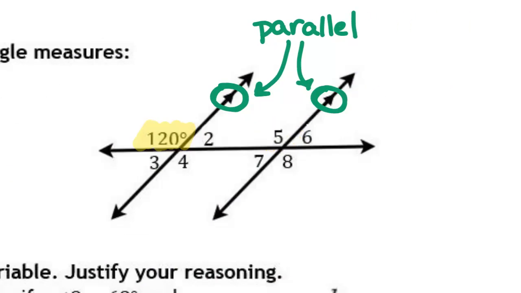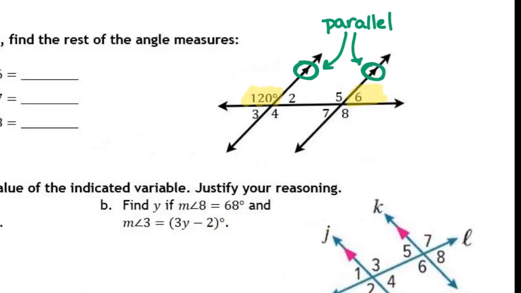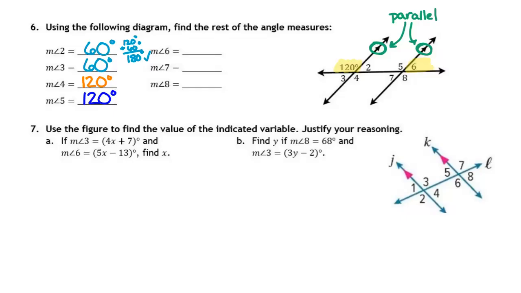All right, let's move on to angle 6. Right here. 120 and angle 6. Interior, exterior, or one of each? Exterior. Same side or opposite sides of this transversal? Same side. They're both on the top. They're both above. What do we call same side exterior angles? Consecutive exterior. Yes. Consecutive exterior angles.